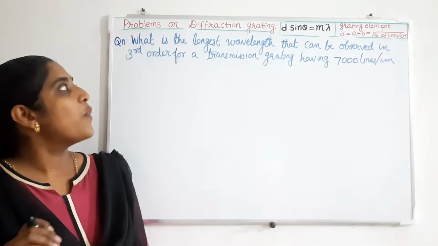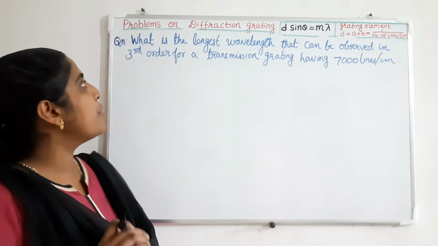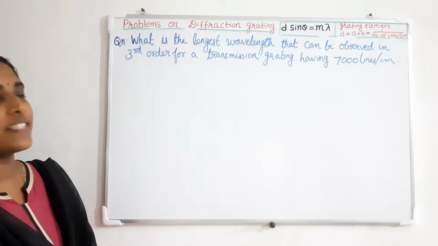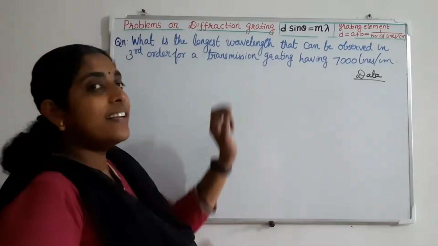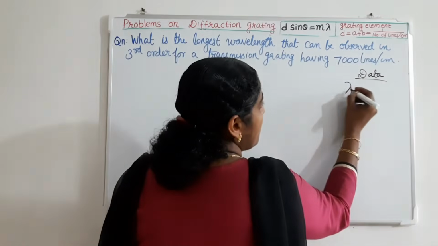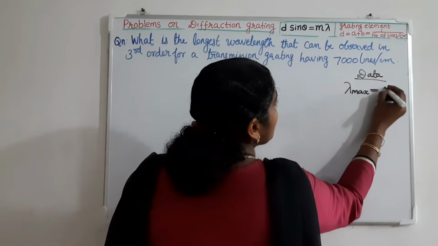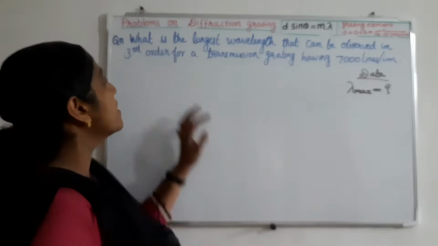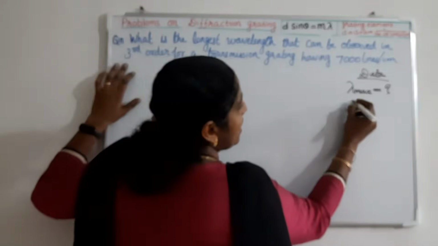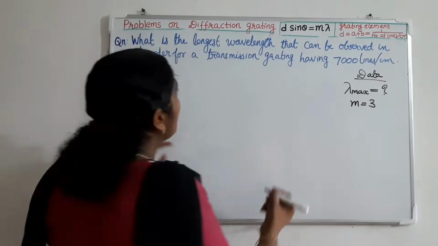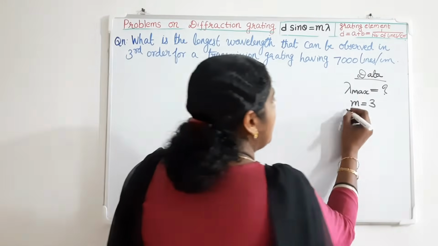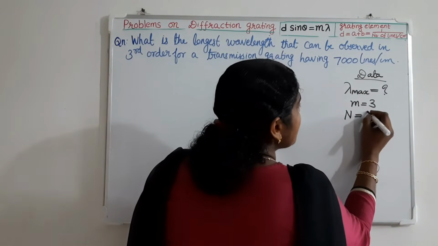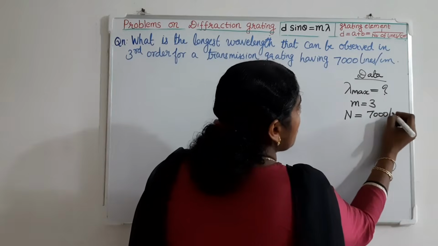Next question. What is the longest wavelength that can be observed in third order for a transmission grating having 7000 lines per centimeter? What is the longest wavelength? That is, we have to find the maximum wavelength that can be observed for third order. So m is equal to 3 for a transmission grating having 7000 lines per centimeter. So the number of lines per centimeter is 7000.